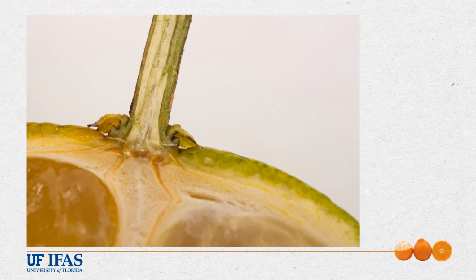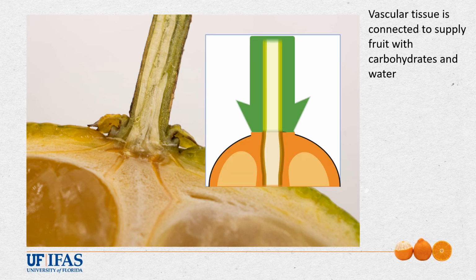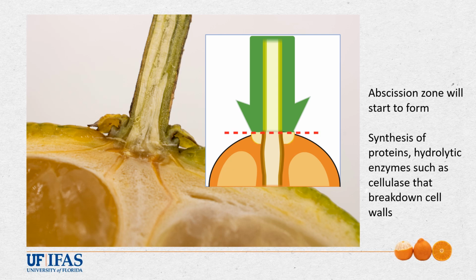This photo is a close-up of a cross-section of the peduncle and abscission zone in a mature citrus fruit that was close to dropping. There are many biochemical and physiological processes happening in that abscission zone that will lead to the fruit to drop. Before the abscission zone forms, the vascular tissue is connected in order to supply the fruit with carbohydrates and water. But after the signals of abscission begin, whether they come from environmental stresses or just natural senescence, the abscission zone will start to form.